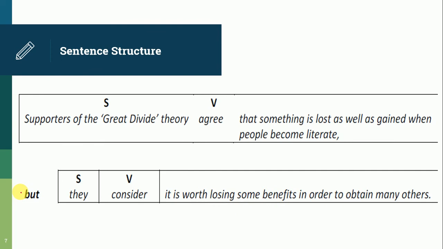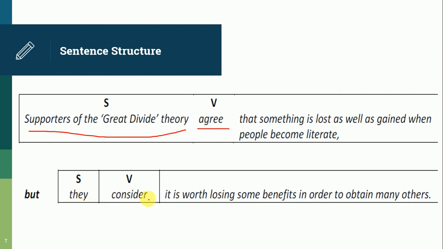The next sentence structure: supporters of the Great Divide theory agree that something is lost as well as gained when people became literate. You can see this is the subject, right? Supporters of the Great Divide theory. And agree is the verb. It's already written here, no need to underline it. Highlight them. Then, that something is lost as well as gained when people became literate. This is one clause, and this can be another.